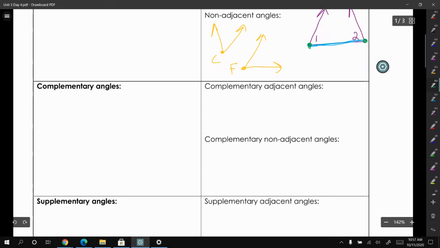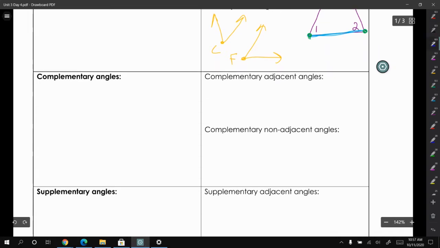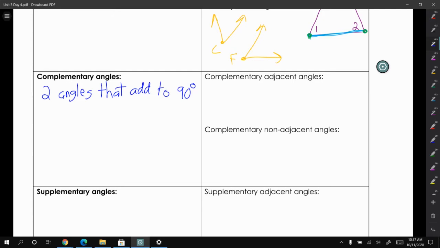The next definition is a complementary angle. Complementary angles are two angles that add to 90 degrees. Now remember, a 90-degree angle, that is a corner. So the way I like to think about it is that these form a corner. Complementary starts with C, and so does the word corner. They both start with C's. So that's how I can think about what they should add up to.